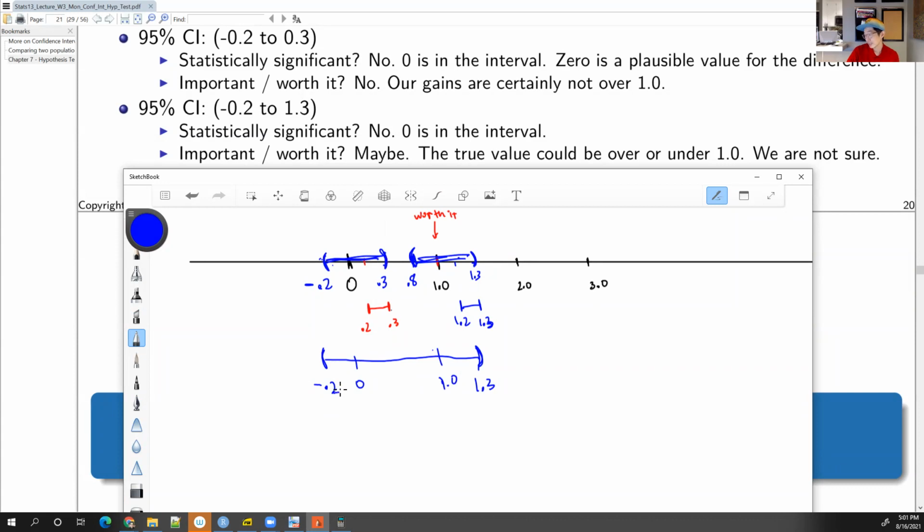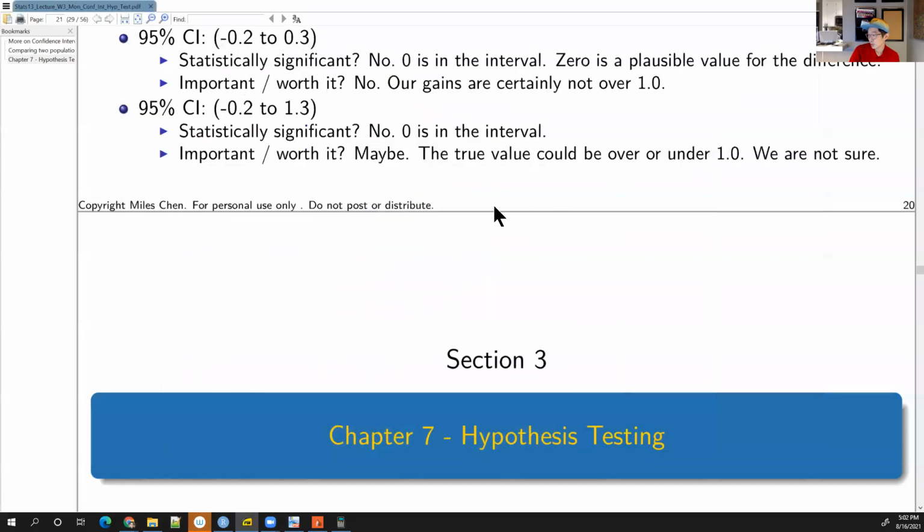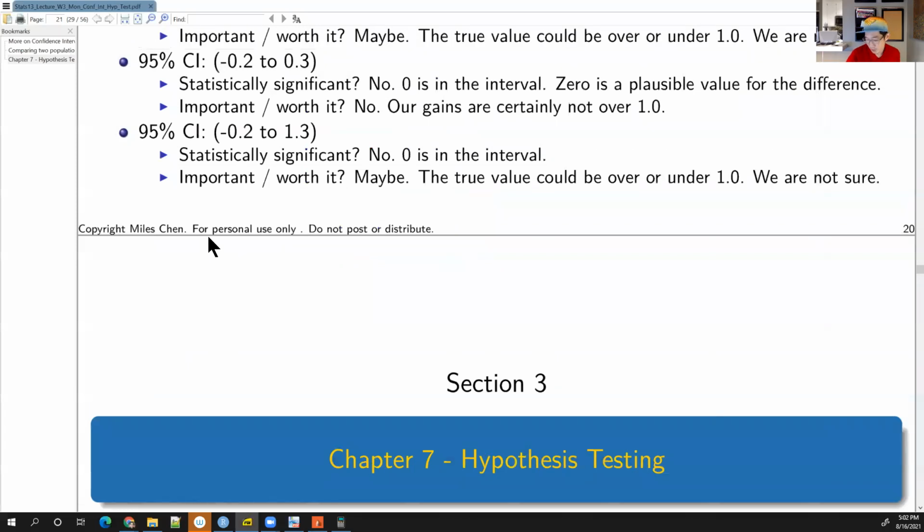Is it worth it? Again, we don't know, right? The true value could be over 1.0. The true value could be less than 1.0. You're taking a big risk, right? If you were to try to invest in this, right? The yield could be over 1.0, but it might not be, okay? We're not sure based on this interval, right?